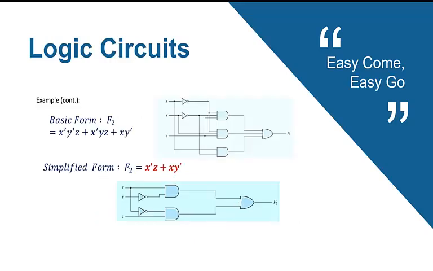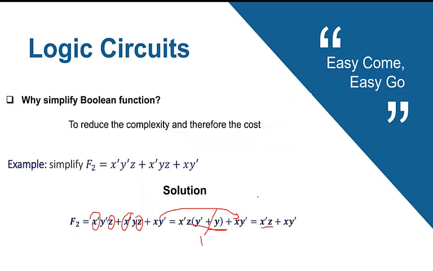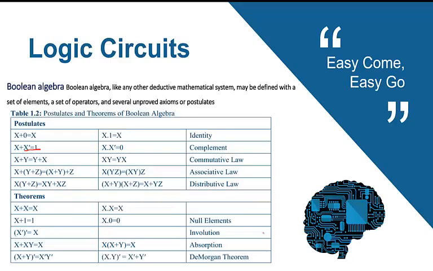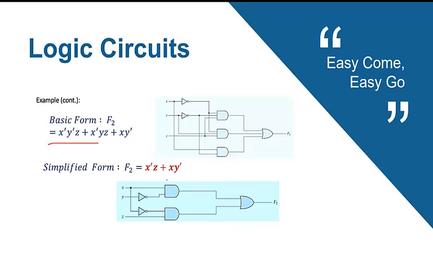So when I ask you to make the circuit representation of this Boolean expression, you are required to have 3 inputs, and you will have here 2 NOT gates, 3 AND gates, and 1 OR gate. But in the simplified form that we reached here by using the table of postulates and theorems, we will only have 3 inputs with 2 NOT gates, 2 AND gates, and 1 OR gate. So the simplified form will give me a simplified version, and the output here will be the same. The basic form and the simplified form will have the same output in the truth table.